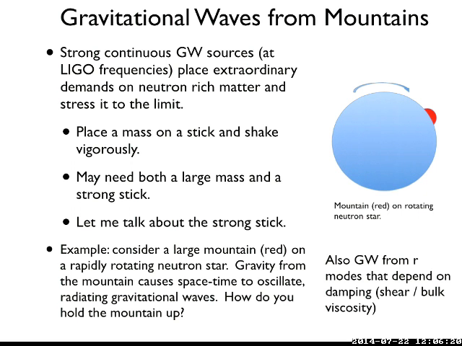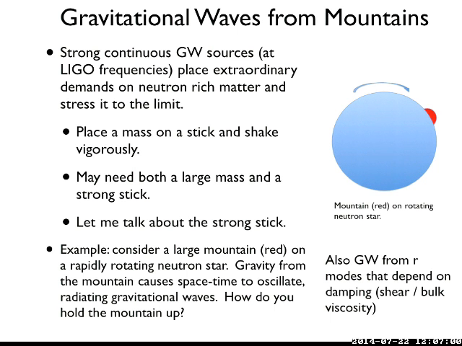If you want a strong continuous gravitational wave source at LIGO frequencies, that places extraordinary demands on neutron-rich matter. Basically, you're going to stress it to the limit. You want a good gravitational wave source? Take a mass, put it on a stick, and shake vigorously. That part is perhaps easy. You may need a large mass. It seems that everybody has observed that. But I claim that in addition, you also need a strong stick. And that's the part I want to talk about.